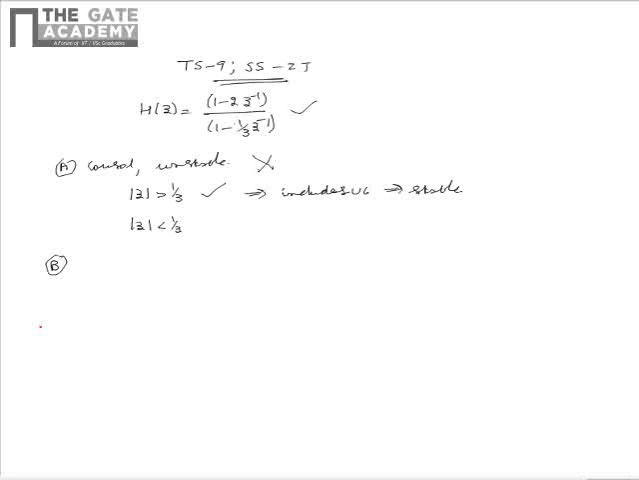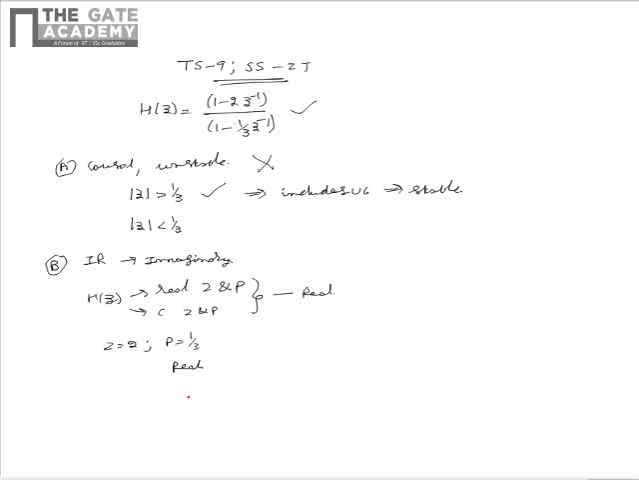Now let us consider the option B. As per option B, the impulse response of this LTI system is imaginary. We know that if the system function H of z contains real zeros and poles and conjugate zeros and poles, the impulse response of this system will be real. And we see that in the current situation, the zero is located at 2, which is real, and pole is located at 1/3, which is also real. From this, we can say that the impulse response of the system is real. Hence, the option B is also not correct.